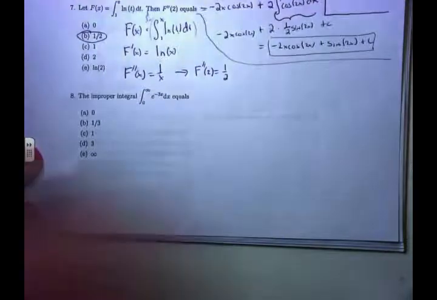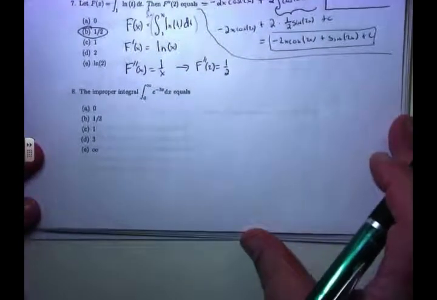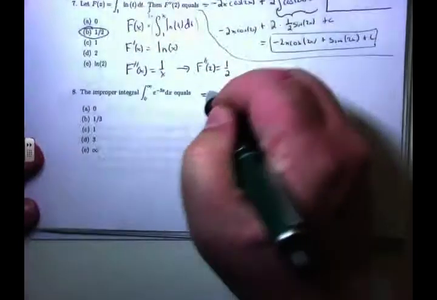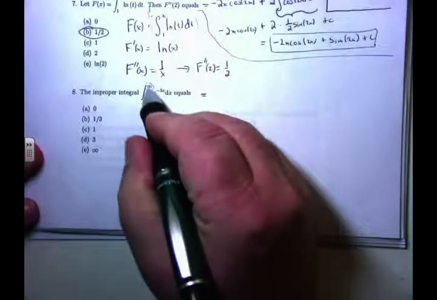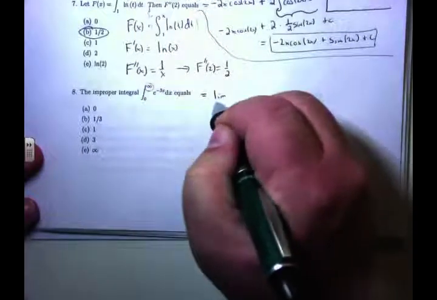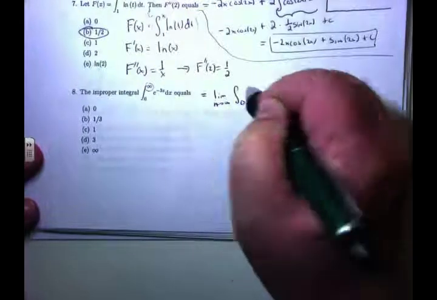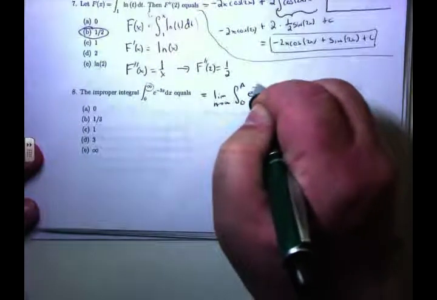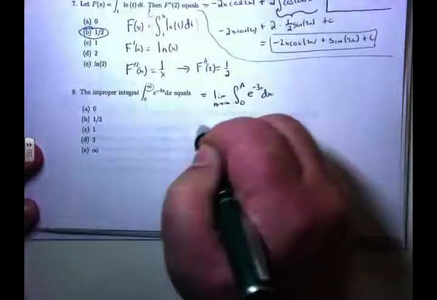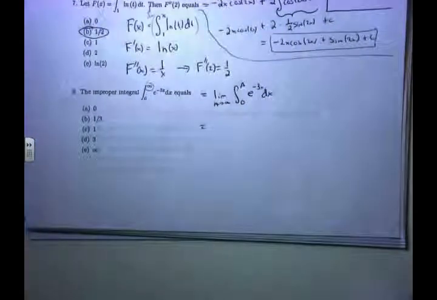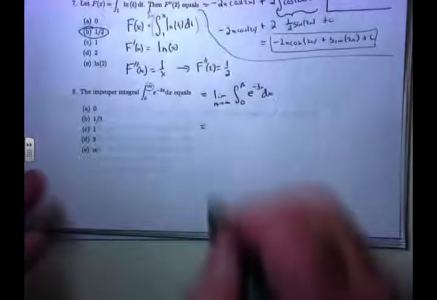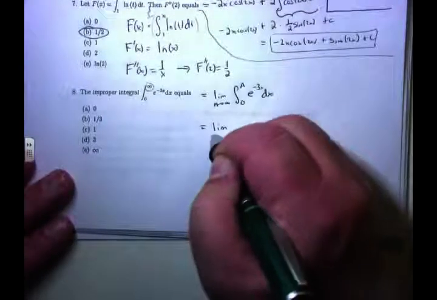Improper integral. Remember, to do an improper integral properly, you have to turn it into a proper integral. What makes it improper is this infinity, so I'm going to rewrite it. Take the limit as a approaches infinity, and replace the infinity with a: the integral from 0 to a of e to the negative 3x dx. The next thing I need to do is integrate this.